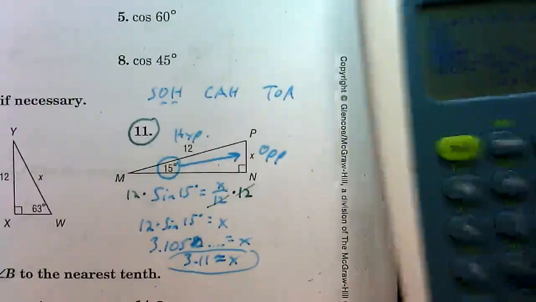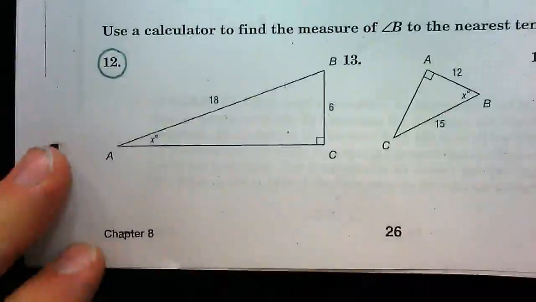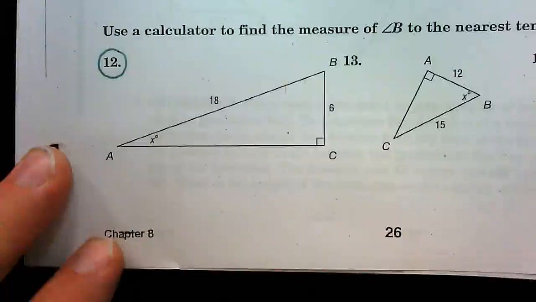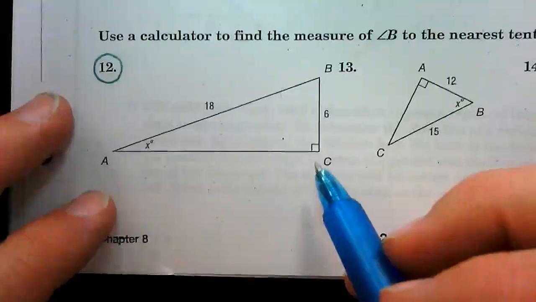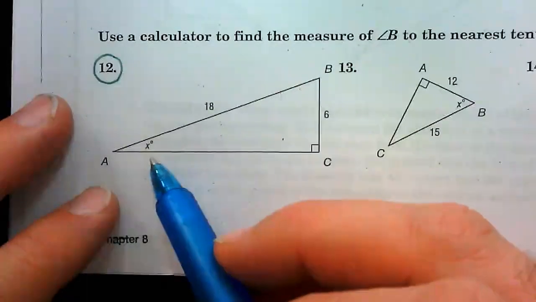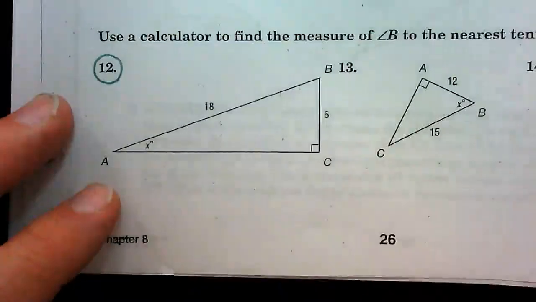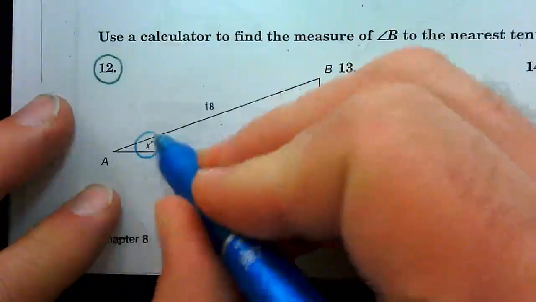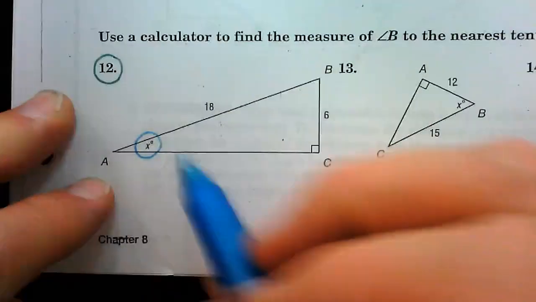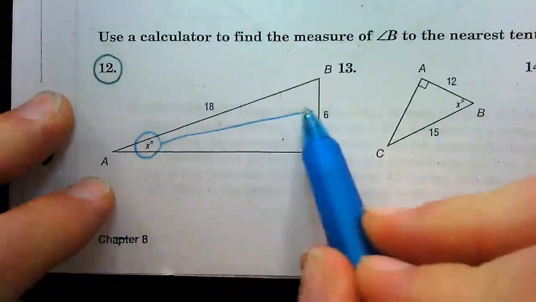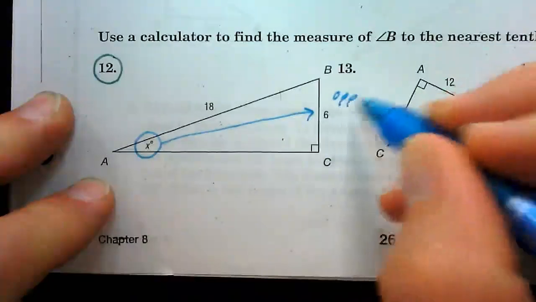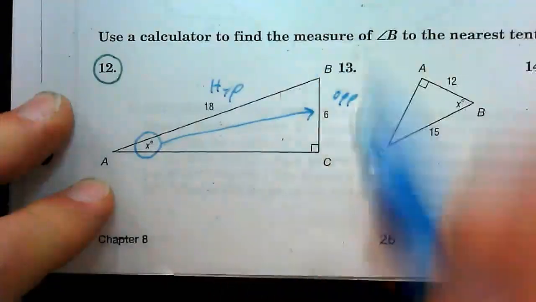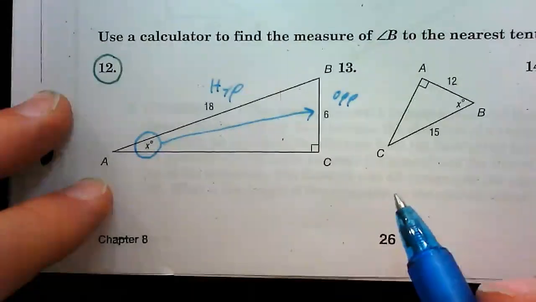Now, on number 12, this one is not looking for you to solve for a side, it's looking for you to solve for an angle. Again, it's still the same type of start. You have to determine which one of the ratios we can use. So, this is the angle that we're solving. We still have 3 parts. And then on this one, again, we have our opposite. We have our hypotenuse. So again, this one is also sine.